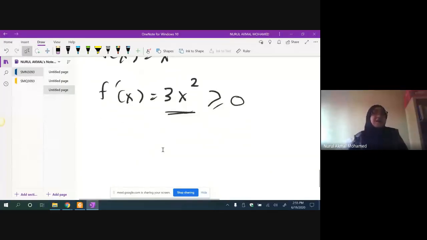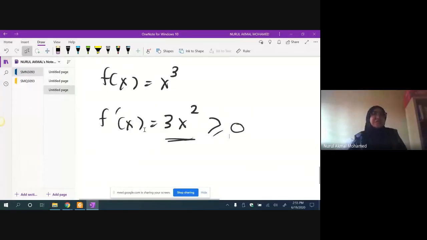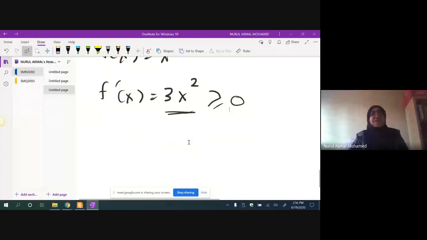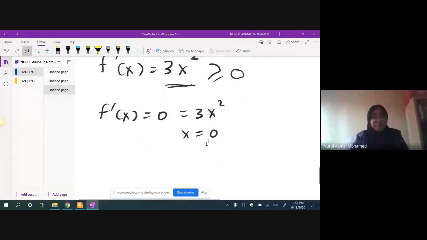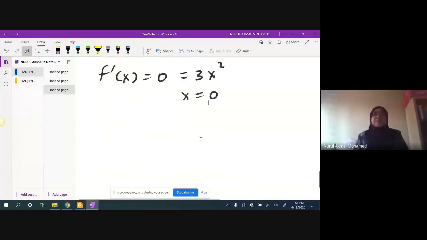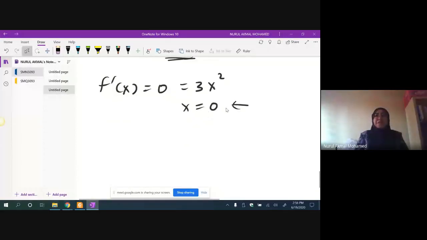So it means that our x equal to 0 here, when f prime is equal to 0, okay, it is not a minimum or maximum value. Okay? It must be an inflection point only. Okay, let f prime be equal to 0. So it means that your 3x squared is equal to 0. Then x is equal to 0. Okay? So this x here is an inflection point.